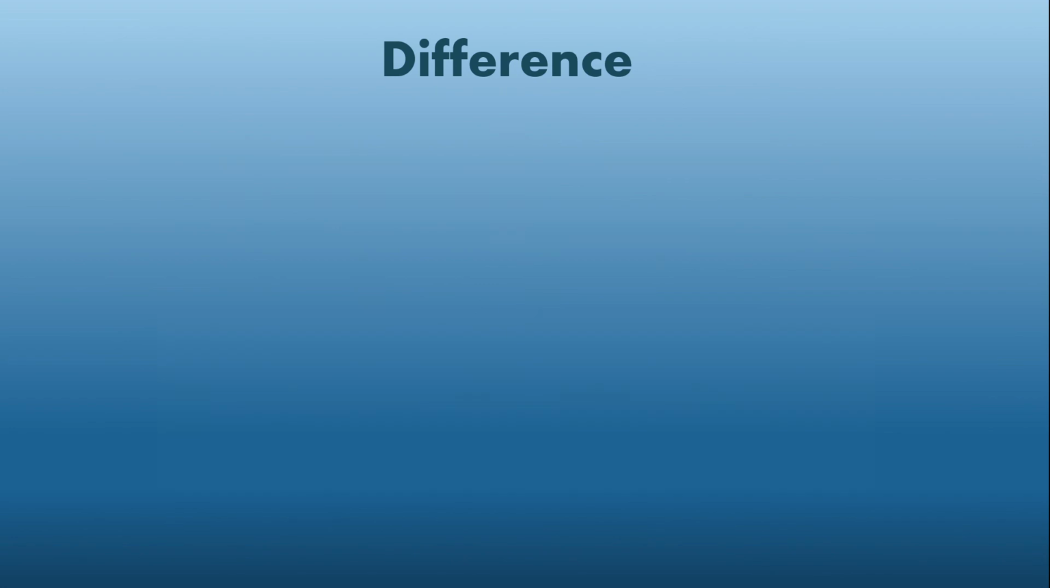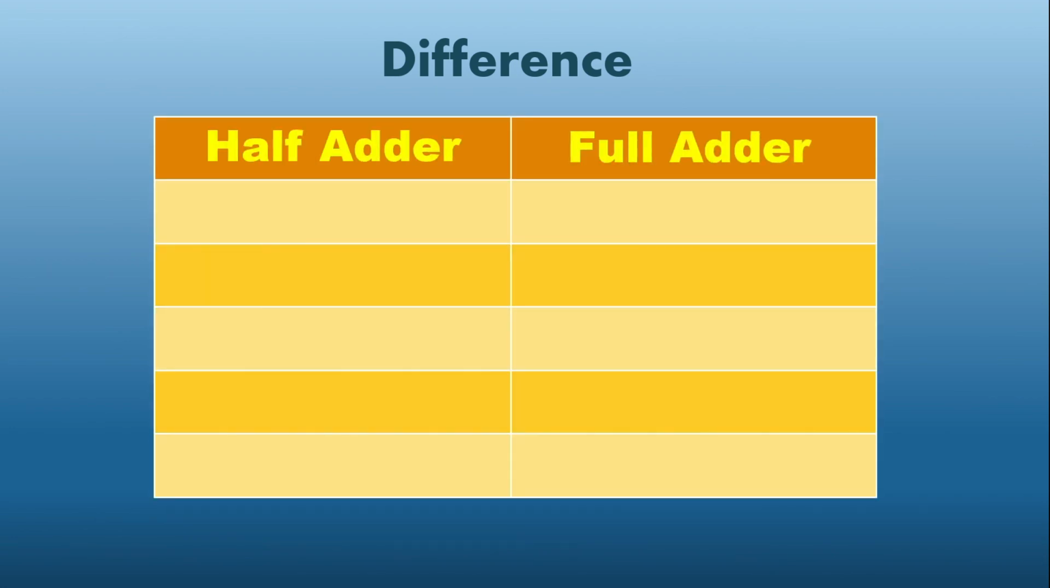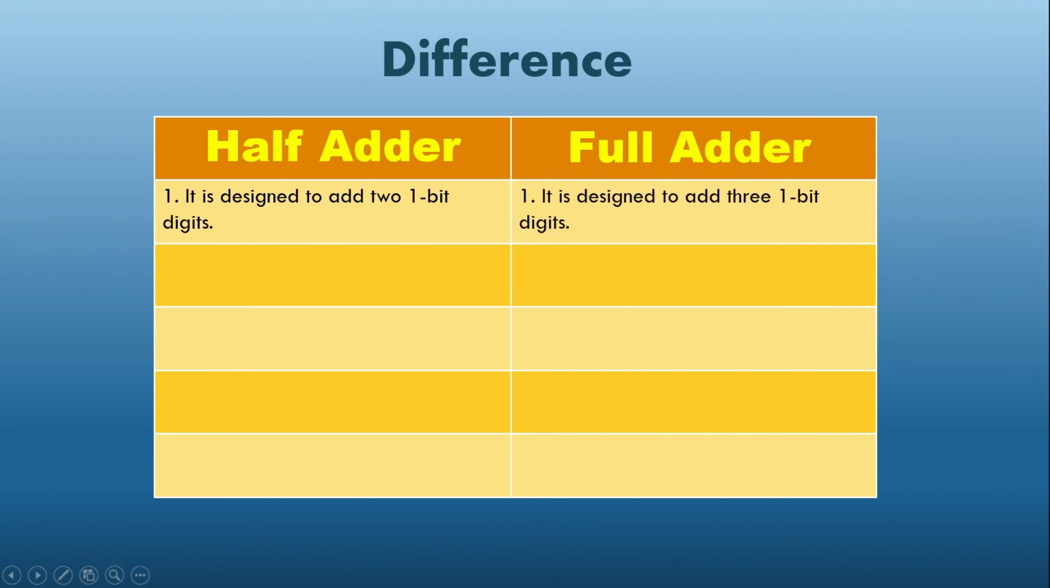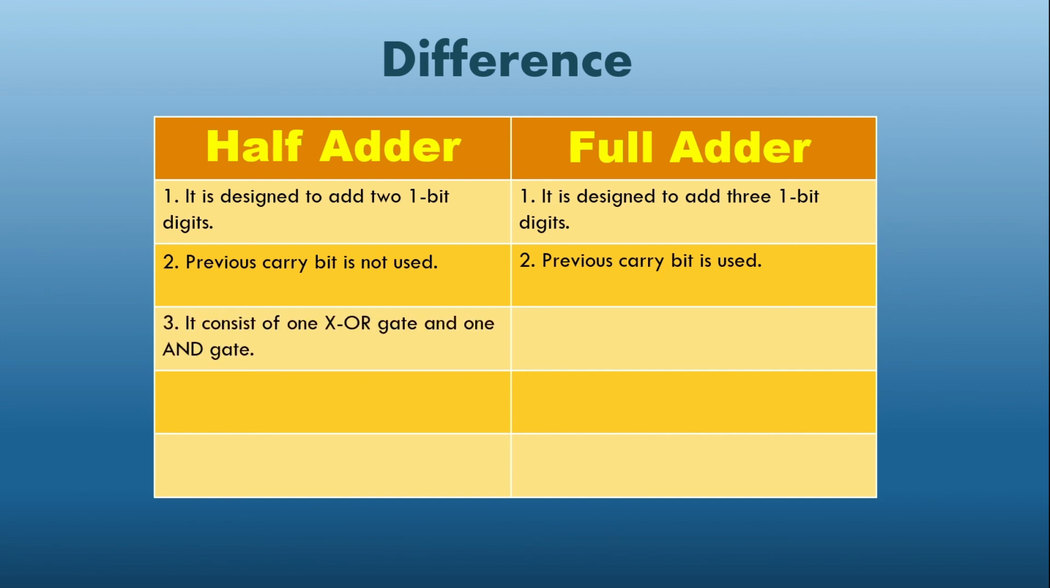Now let's see the difference between half adder and full adder, which you can also say is a quick recap of our whole video presentation. The half adder is designed to add two 1-bit digits, while the full adder is designed to add three 1-bit digits. The previous carry bit is not used in a half adder, while the previous carry bit is used in a full adder. A half adder consists of one XOR gate and one AND gate, while a full adder consists of two XOR gates, two AND gates and one OR gate.